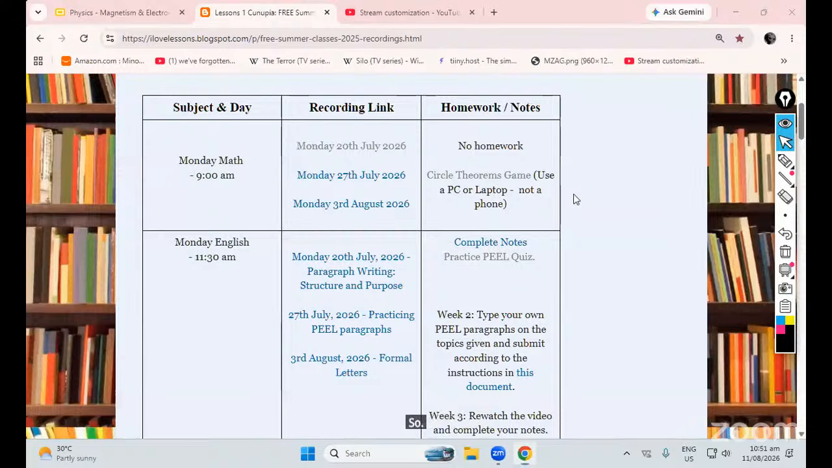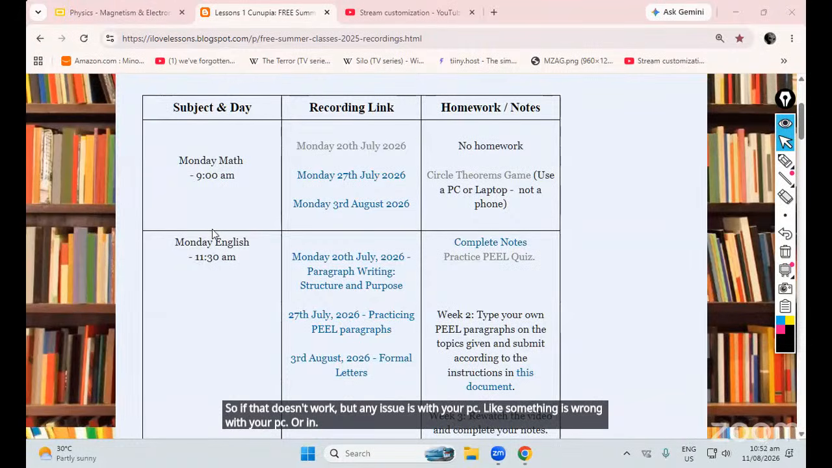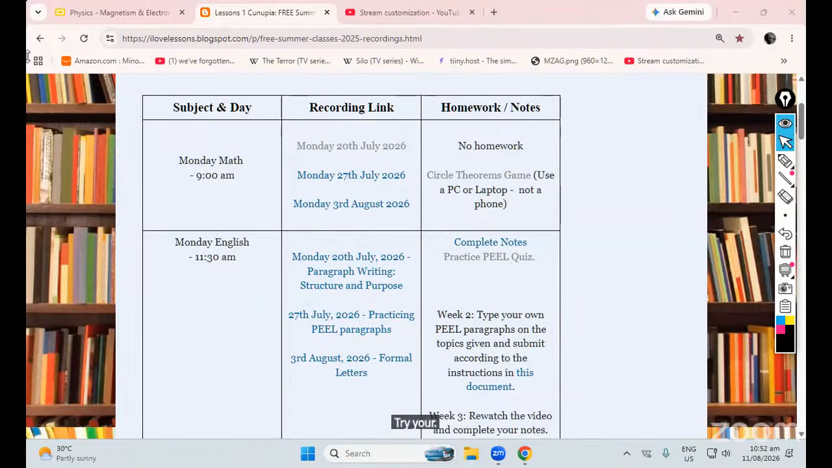If that doesn't work, then the issue is with your PC, like something is wrong with your PC. In a case like that, you can use your phone. But like I said, your phone screen might be a little too small. You might have to strain your eyes a little bit to see the questions, right? So try your best to use a PC or a laptop.